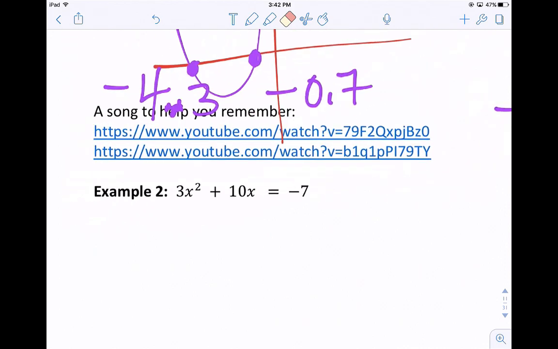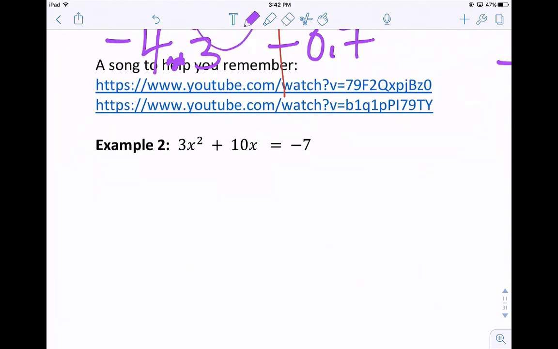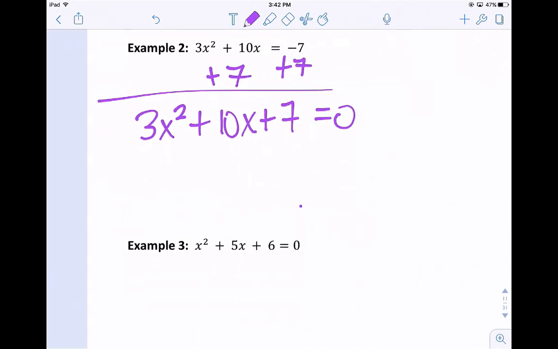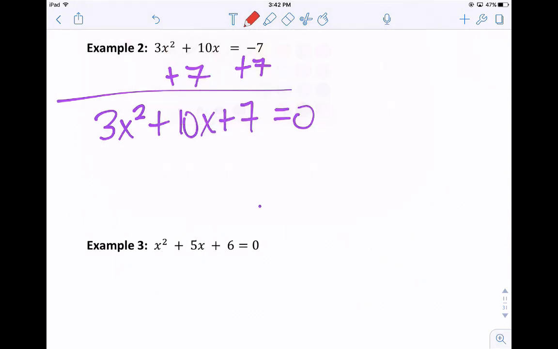First step, get it in standard form. This one's not. So we have to add 7 to each side to get everything on one side. So it's 3x squared plus 10x plus 7. We want to know when that equals 0. So now we can find a, b, and c. So here a is 3, b is 10, c is 7.